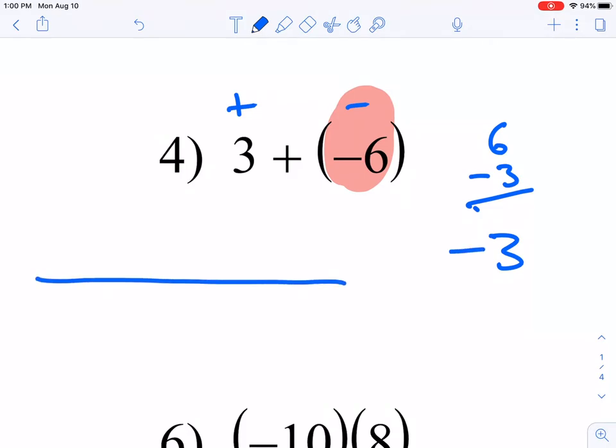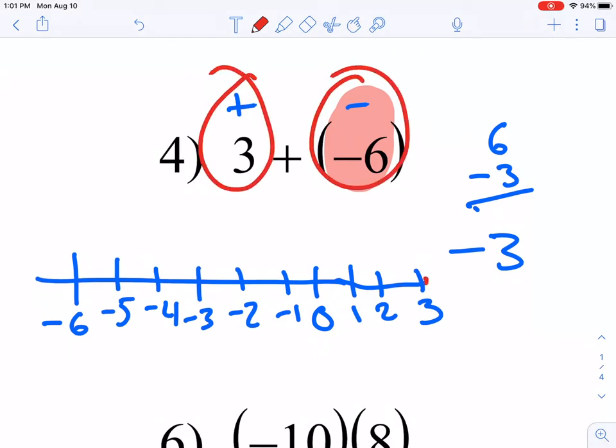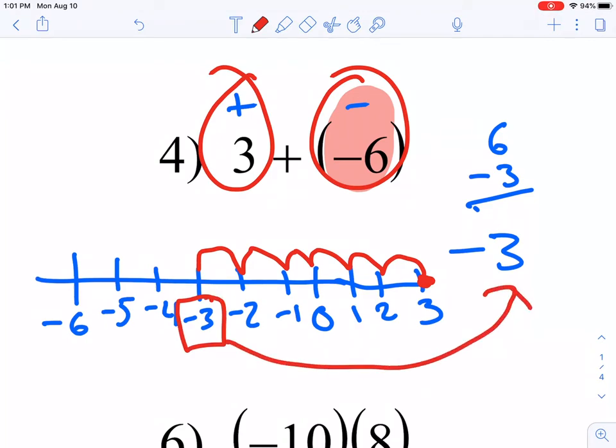Real quick, you could think about it on a number line. Negative 6. And I'm going to show you this two ways. So 1, 2, 3. Just a little bonus here. If we were to start at positive 3 and then go minus 6, so if I start at positive 3 and I go 1, 2, 3, 4, 5, 6, I land right here on negative 3, if you notice. That's what our answer was.